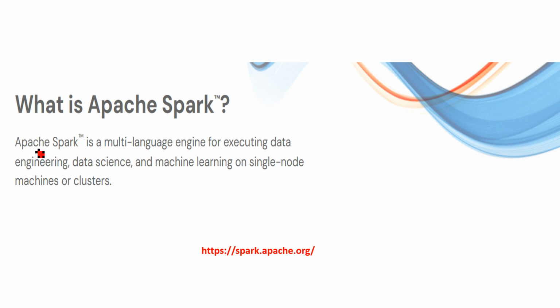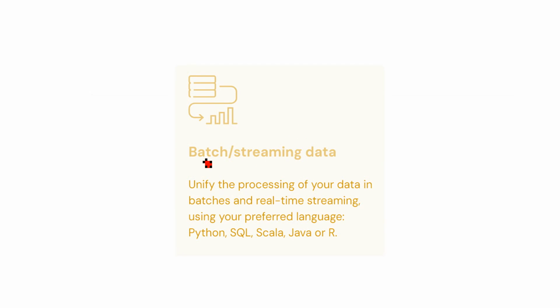Apache Spark is a multi-language engine for executing data engineering, data science, and machine learning on single nodes or in a clustered environment. The website for that is https://spark.apache.org, and the key features of Apache Spark are: the first one is batch and streaming data.